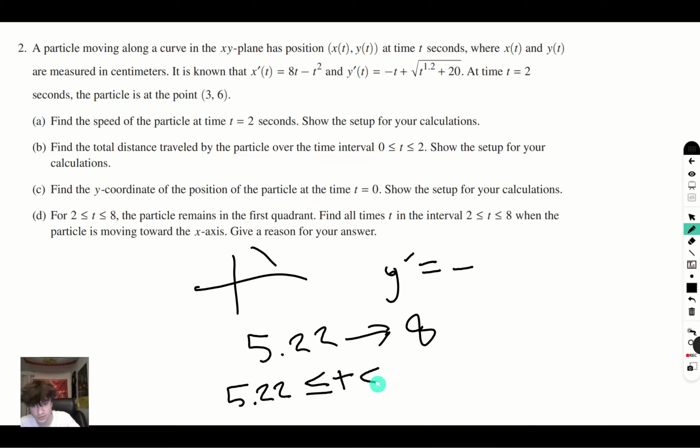So from the interval 5.22 to 8, so when t is between 5.22 and 8, the particle is going to be going towards the x-axis, and that is because y prime is negative, meaning that the slope is going to be negative. So therefore the particle is going downwards into the x-axis.